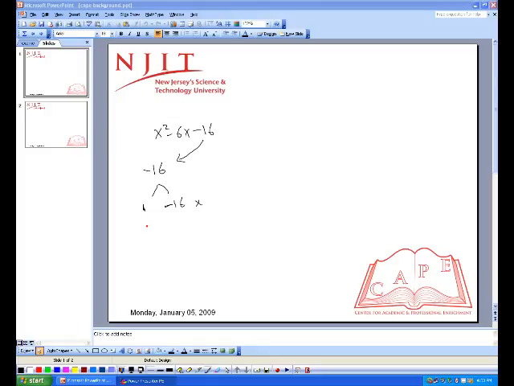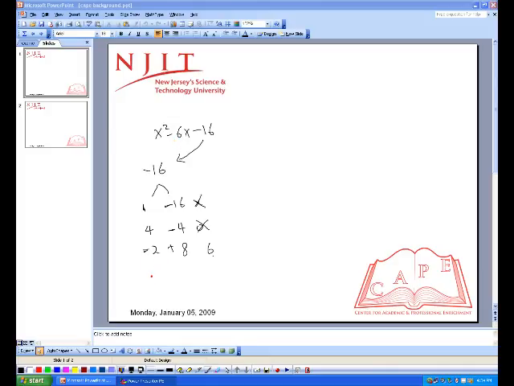Okay, let's try another pair. How about 4 times negative 4? Well, 4 times 4 is 16, and with a negative sign, that's another factor pair. However, 4 minus 4 gives you 0, and 0 is not negative 6, so this pair doesn't work either. Let's try another pair. How about negative 2 times 8? Negative 2 times 8 gives you negative 16. However, negative 2 plus 8 gives you 6. Well, 6 and negative 6 are close, but the signs are different, so this still wouldn't work.